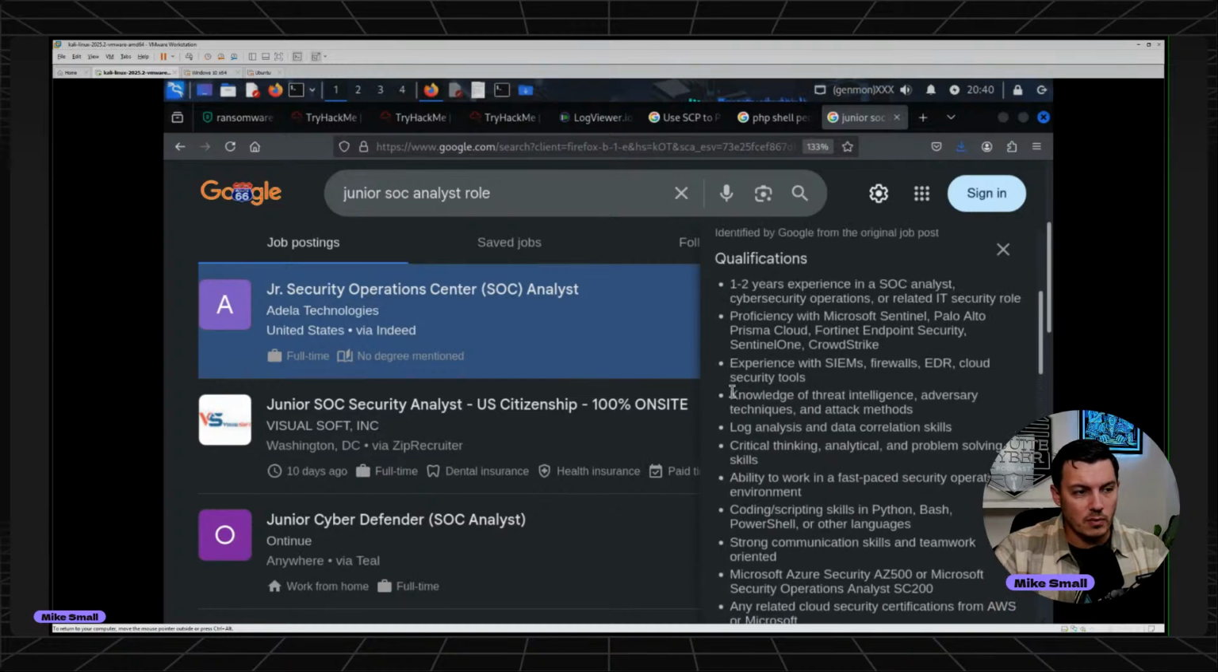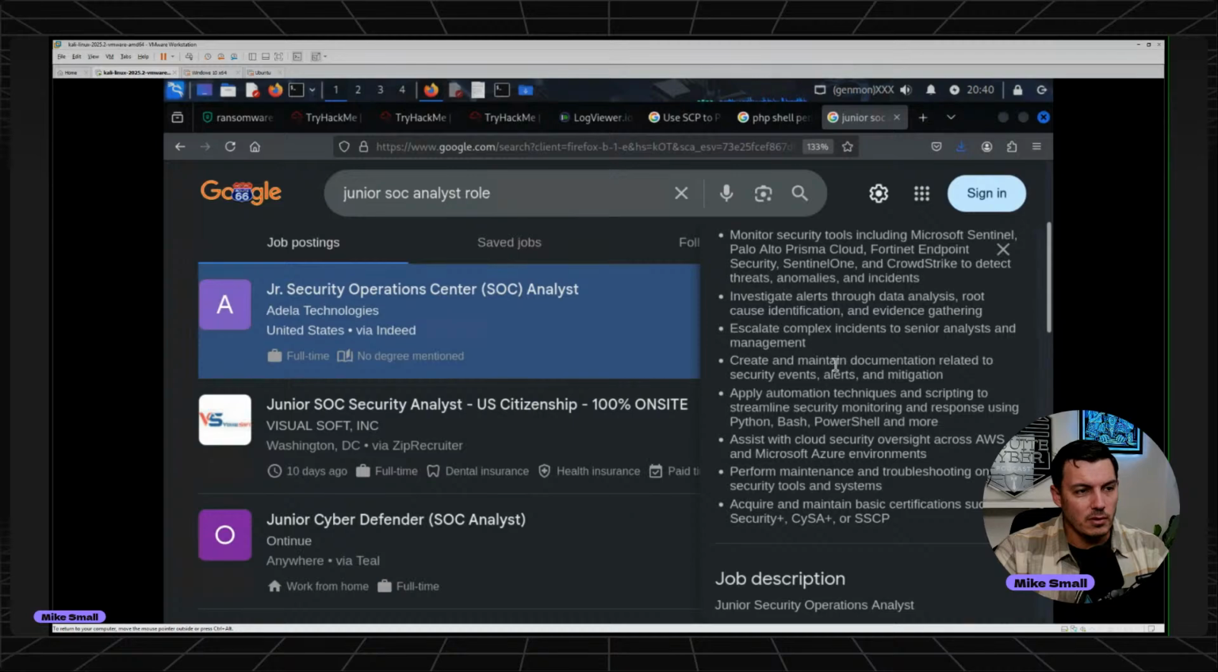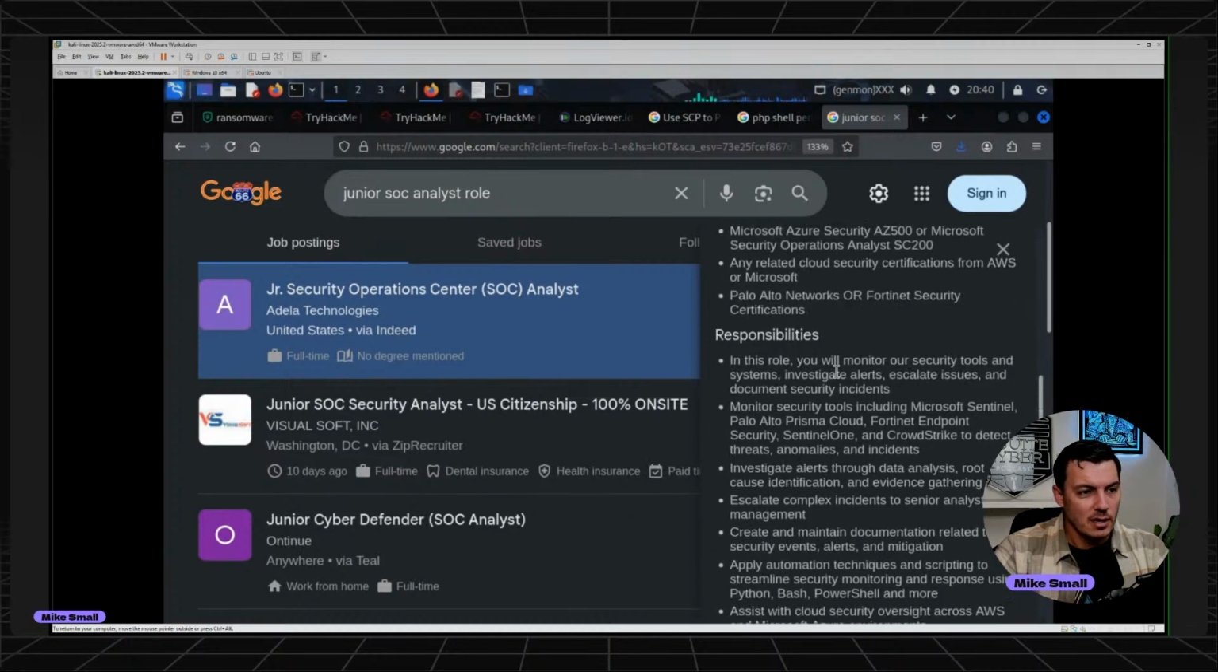So, knowledge of threat intelligence, adversary techniques. Nowhere in here is there vulnerability management. Zero. Nowhere in here is NIST. So for this job, all that junk has to be removed. They do have Python, they do have PowerShell, Bash. So this is what I mean, right?